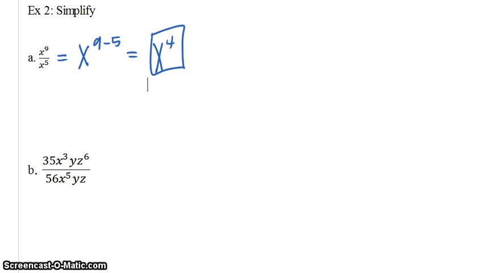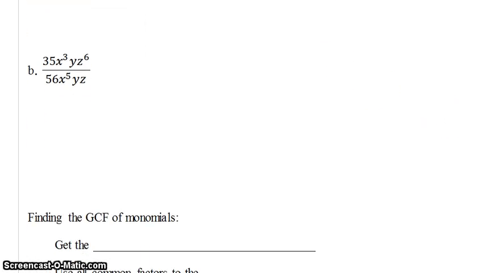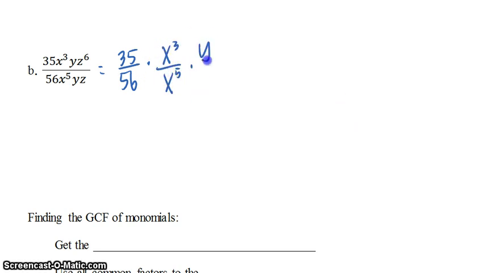And now, again, I'm using that first rule that we had to break it all up. So I'm going to say this can be written as 35 over 56 times x cubed over x to the 5th times y over y times z to the 6th over z. So now I'm going to start simplifying. So I know that 35 over 56 can be reduced to 5/8. And then, okay, 3 is on the top and 5 is on the bottom.